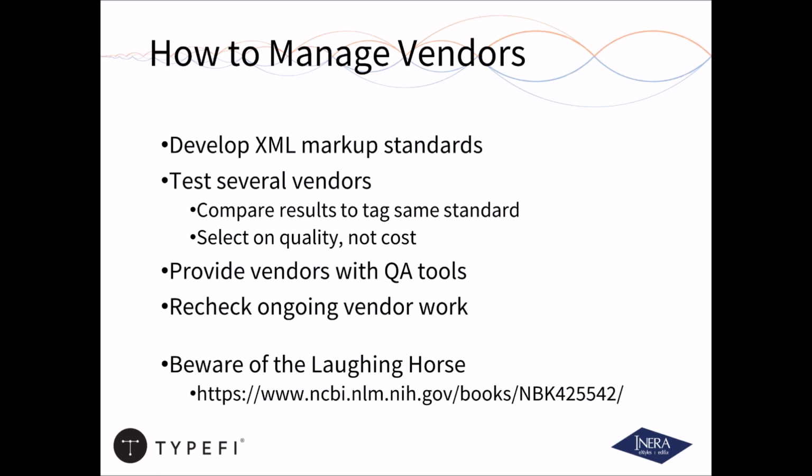So how do you manage these vendors for a successful project if you want to use this workflow? First, you need to develop XML markup standards. You can't just assume that the vendor knows what's best for your content. Second, you need to test several vendors and compare the results to the same standards, so give them all the same document and look at the results that come back, and select your final vendor based on quality, not on the cost. You then need to develop quality assurance tools and provide those to your vendors, but you also need to constantly recheck the quality of what the vendors are doing for you.